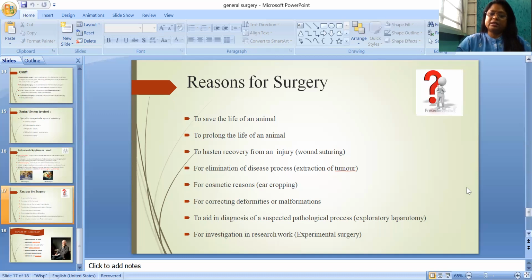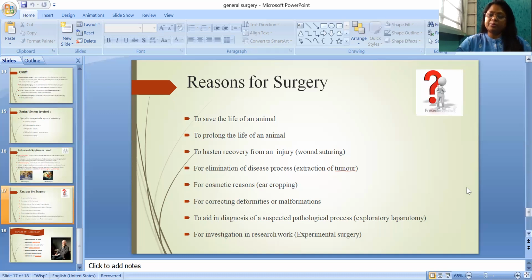For correcting deformities or malformation, okay? Suppose there is a deformity in any part of the body or a malformation, then you correct that portion after removing or extracting that portion. Another reason is to aid in diagnosis of a suspected pathological process.